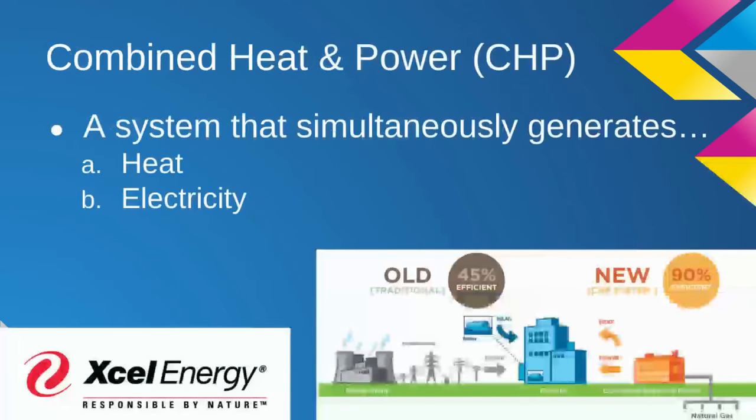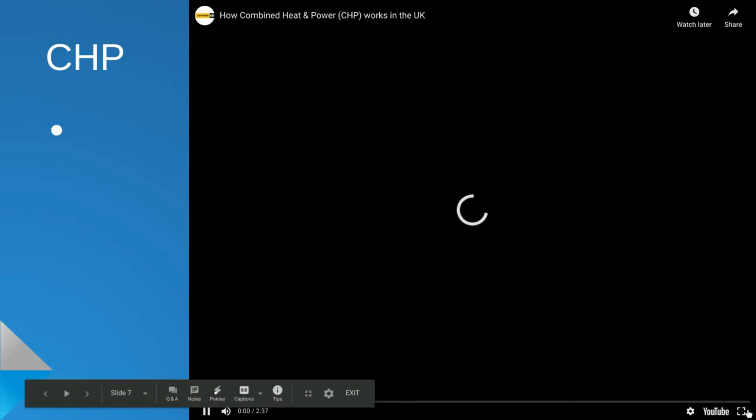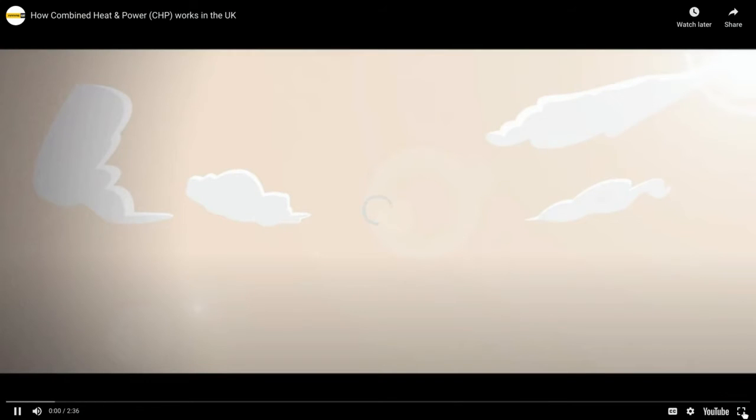Combined heat and power, also known as CHP, a system that simultaneously generates heat and electricity. So in this system, instead of just producing electricity by burning some kind of a fossil fuel and pushing electrons, we are now taking all that excess heat that is released from these power plants, and using that heat to heat our communities, heat buildings. There's a video on CHP.